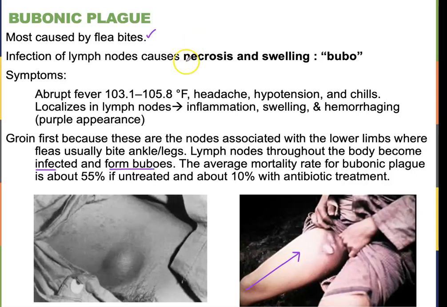The buboes are also necrotic, which is very dangerous, right? So you'll see that sometimes these buboes are black in images because of that necrosis. Mortality rate for bubonic plague is 55% if untreated, 10% even with treatment.